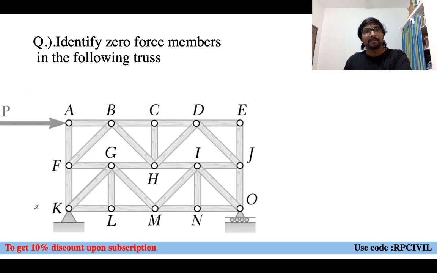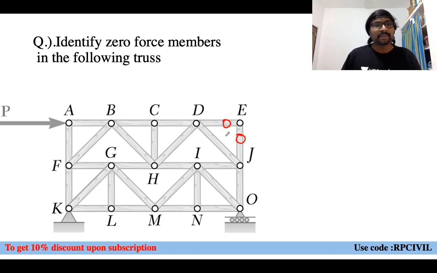Now, another truss if you observe. Identify 0 force members in the following truss. Now if you consider this joint E, two members DE and DG are meeting, non-collinear, no external load. So which case will it be? First case. So forces in these two members will be 0.